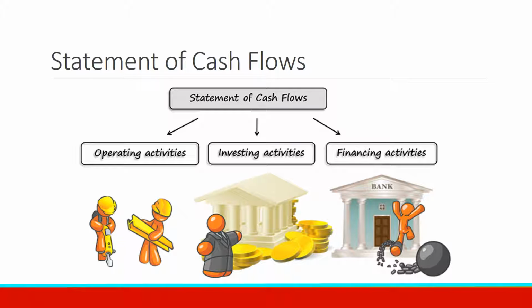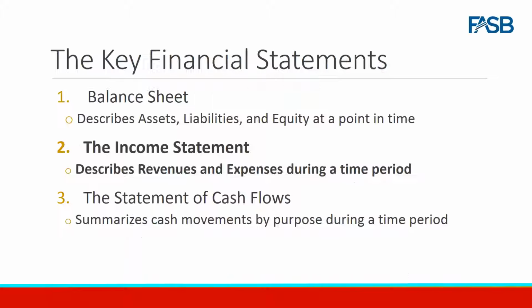That statement is divided into three key sections. It looks at the operating activities of the firm, the investing activities, and then finally, the financing activities. In today's video, we'll be looking at the middle statement, the income statement. Its goal is to describe the revenues and expenses of a firm during a period.